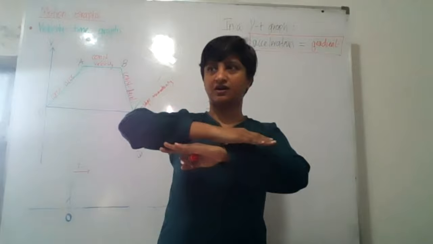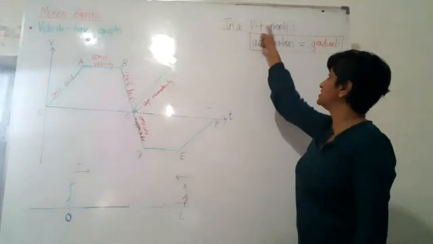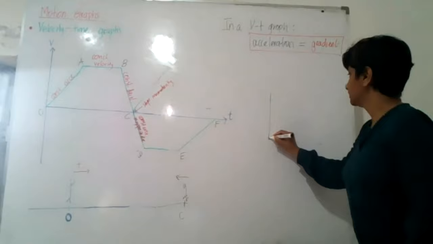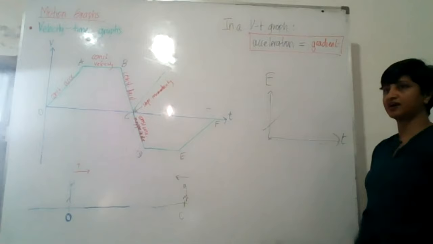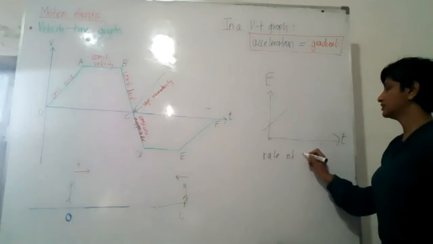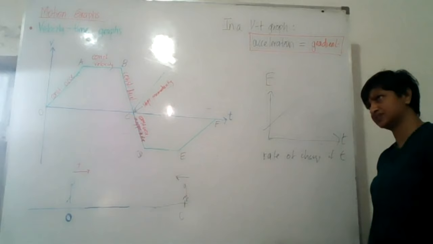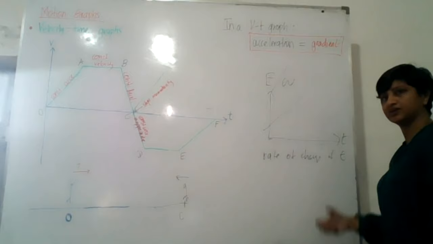In a velocity-time graph, gradient means rate of change of velocity. What is the rate of change of velocity? Acceleration. So the gradient in a VT graph is acceleration. You can apply this to any graph. If you have a graph of energy versus time, what does the gradient give you? You have to think, what is the rate of change of energy? Is that a useful physical quantity? Yes, it is power. Rate of work. Rate of change of energy or rate of change of work done is power. So the gradient of an energy-time graph gives you power.